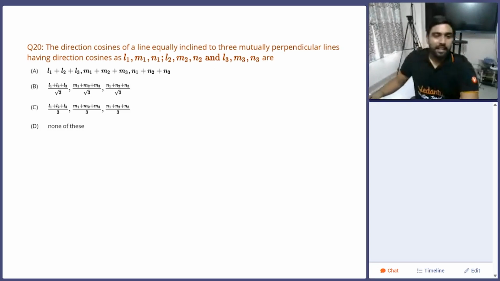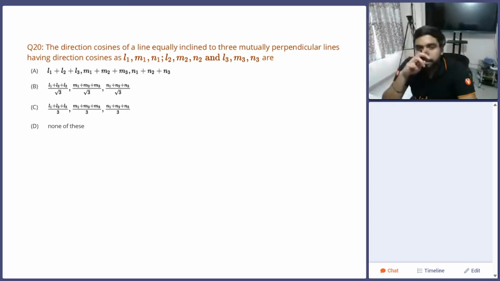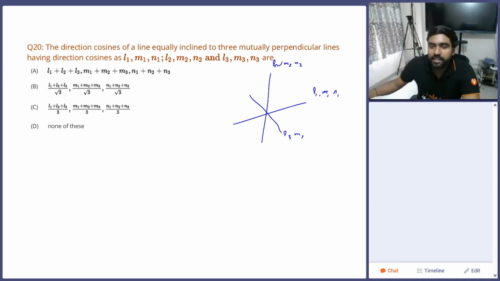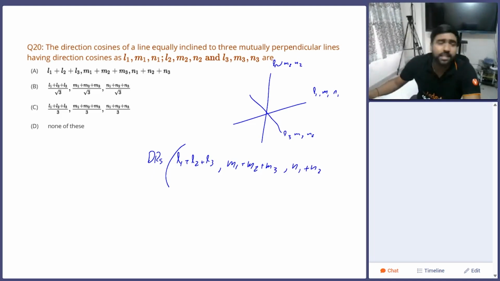Let's move on. Now, we have been told the direction cosine of the line which is equally inclined to 3. Okay, so you have 3 mutually perpendicular lines over here whose direction cosines are given to you as l1, m1, n1, l2, m2, n2, and l3, m3, n3. So the line which is equally inclined to all 3 will have the direction ratios, not the direction cosines, of the form l1 plus l2 plus l3, m1 plus m2 plus m3, and n1 plus n2 plus n3. This will be the direction ratios, because we don't know if the direction cosines are normalized.